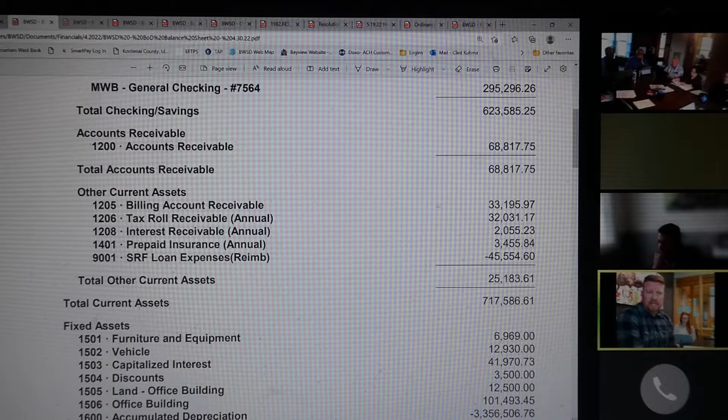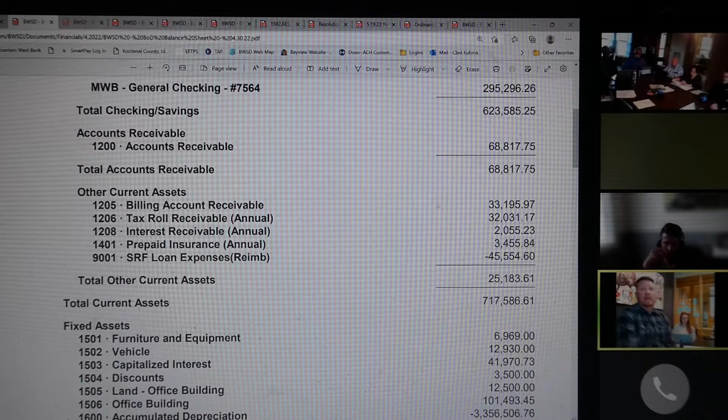The 1206 account, tax roll receivable, historically has been an annual adjustment for the audit. These are the amounts that have been sent out to the two separate counties for collection. That's the receivable amount that we had posted as of the end of the fiscal year.